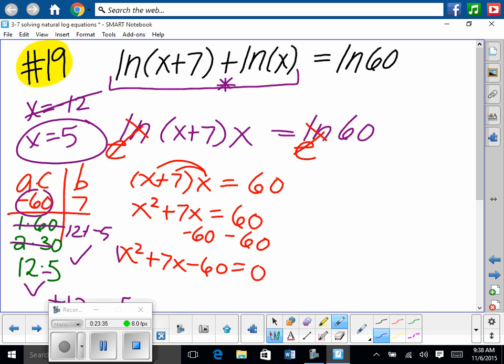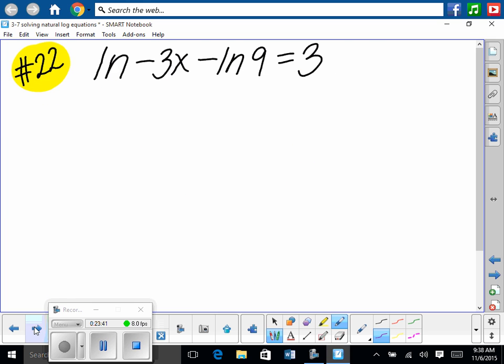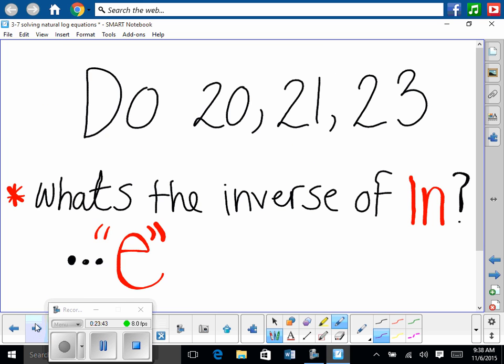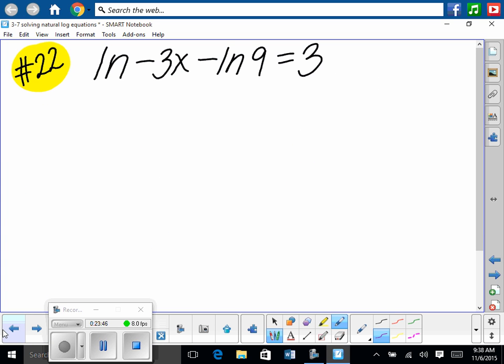Okay. All right. Do I need to do it? Oh, wait. I'm just going to do one more really quick. Last one. Number 22. Number 22. ln of negative 3x minus ln of 9 is equal to 3.